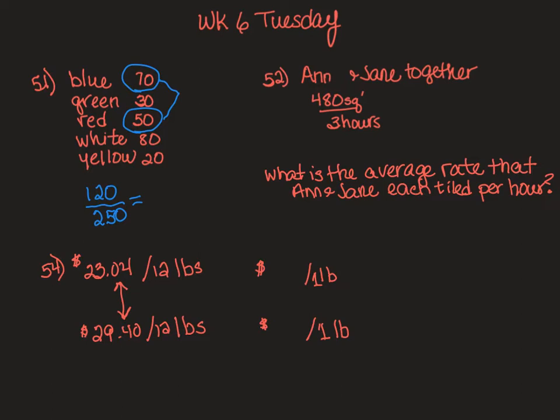Okay, 52 is really an important, not just probability, setting up the probability, the proportion, but also a reading thing. So in the problem it says Anne and Jane tiled together. Together, they got 480 square feet done in 3 hours. So they want to know how much they can each do in 1 hour. So first of all, let's take this down to 1 hour.